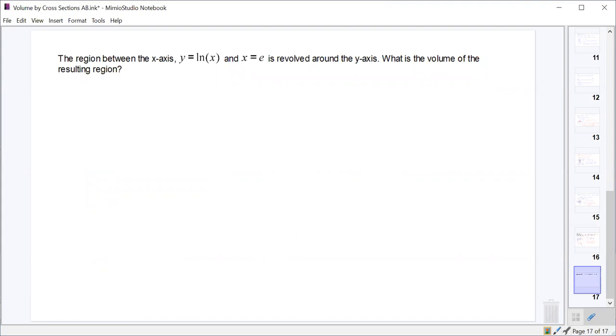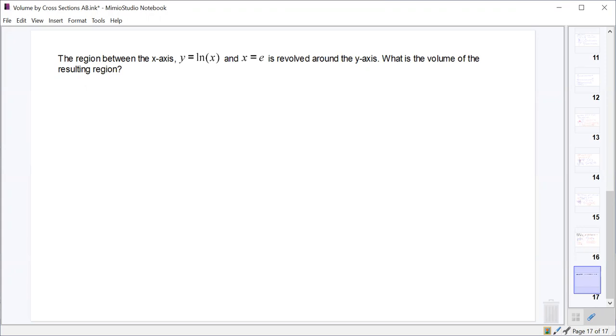Why don't you guys try and do this one on your own? All right, this one's just around the y-axis. It's going around the y-axis. You're going to slice it horizontally, which means you're going to do it in terms of... around the y-axis, in terms of what?